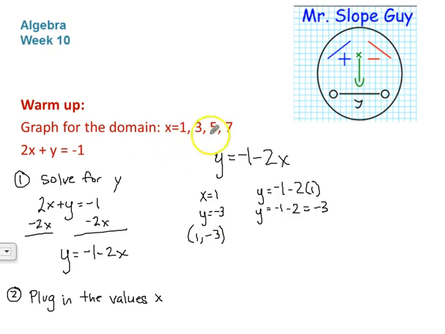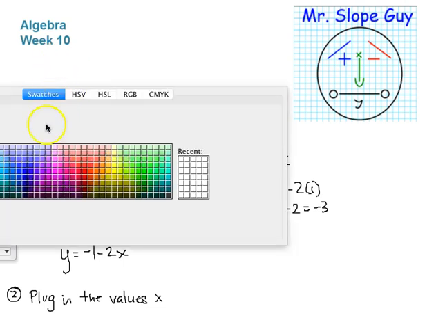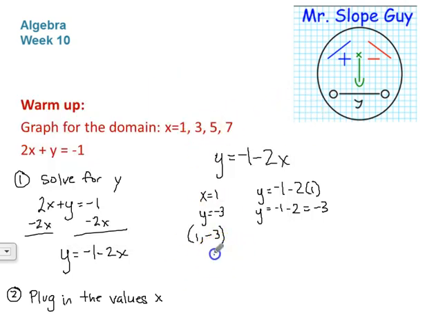So we're going to keep on going here. I'm going to use a different color for when x equals 3. So now we're going to do x equals 3, and I'm going to plug that into y equals -1 minus 2 times 3. And what do we get? -1, negative 2 times 3 is negative 6, so we're really taking negative 1 minus 6, and I get negative 7. So my next point will be at, what do we have? When x is 3, y was negative 7. So my point will be (3, -7).